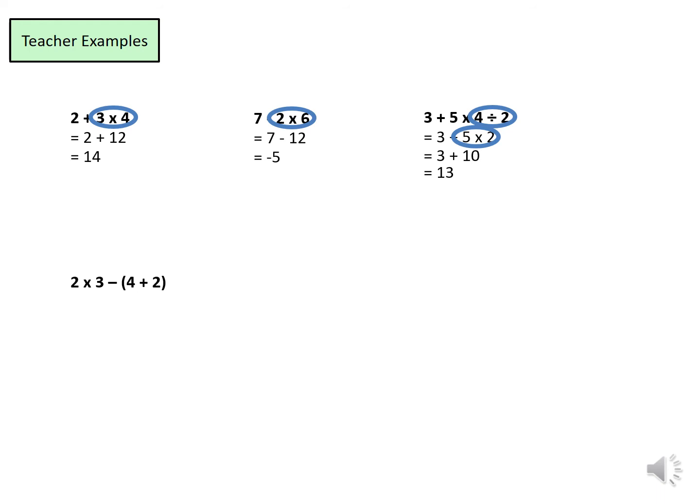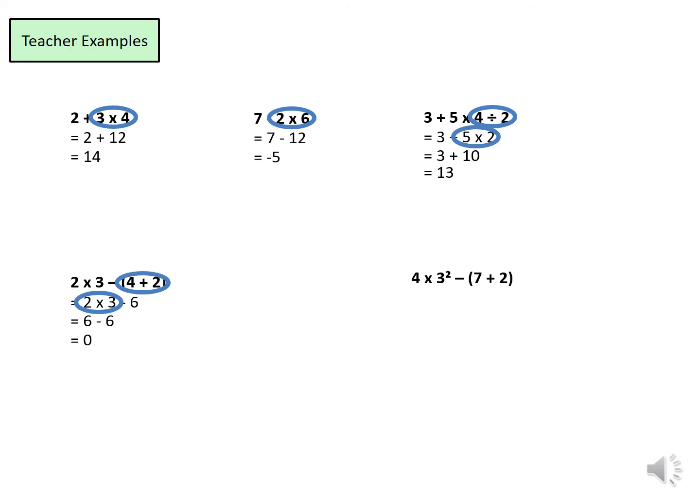Now, from all of those, the brackets would come first, okay? Because B, brackets, is the first thing. So we're dealing with what's inside the bracket. So 4 plus 2 is 6. So it's the same as saying 2 times 3 take away 6. Now we've got a multiplication and a subtraction in the question. Which one do we deal with first? We're dealing with the multiplication. So we're going to do 2 times 3, which is 6. So it's going to be 6 take away 6, which is 0.